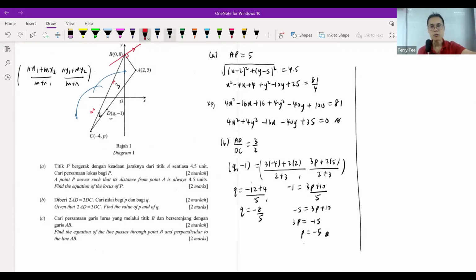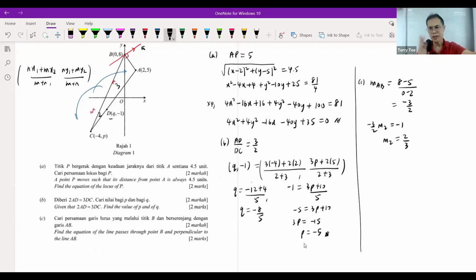So number one, we need to find out what is your gradient of AB. We can find gradient AB by using y2 minus y1, x2 minus x1, -3/2. So that is AB. AB is perpendicular to the second line. The second line, we call the gradient as M2. M1 times M2 equals -1. When two lines are perpendicular, gradient times together must be -1. So my M2 is now positive 2/3.